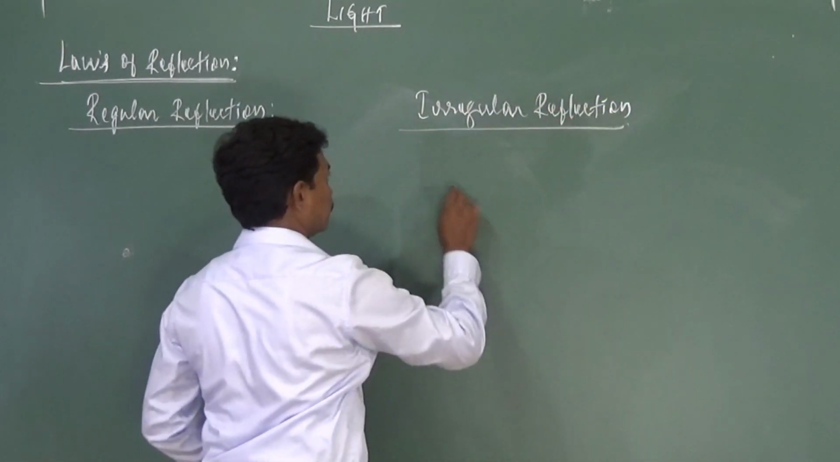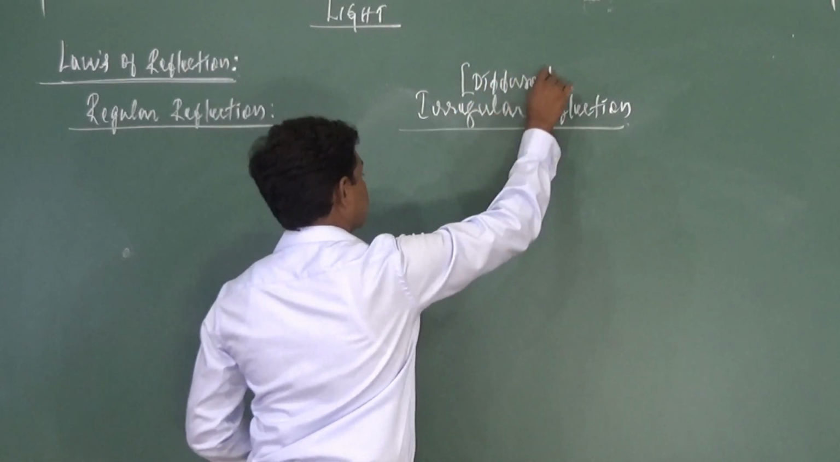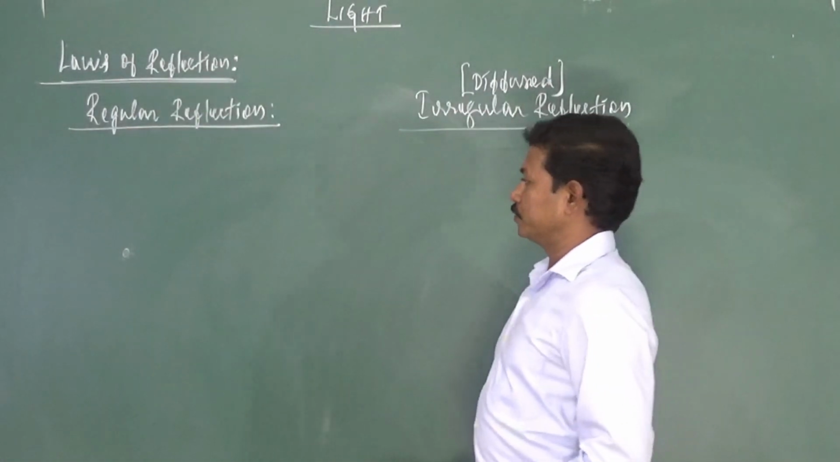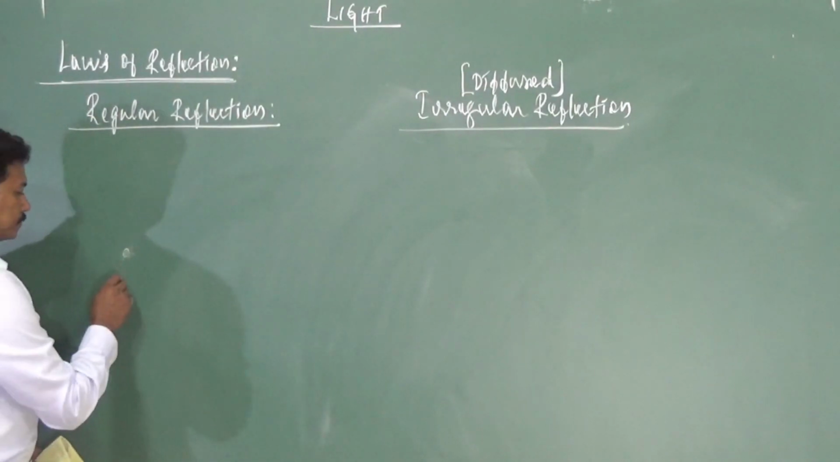Regular reflection or irregular reflection, also you can call it diffused reflection. Diffused reflection, very important. Right, let us go with this. Now, in a regular reflection, what happens?